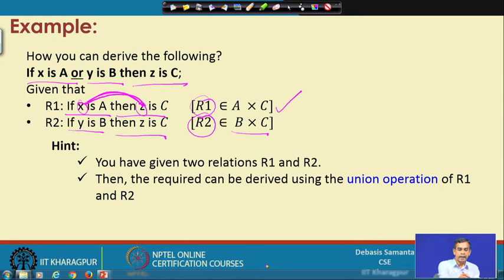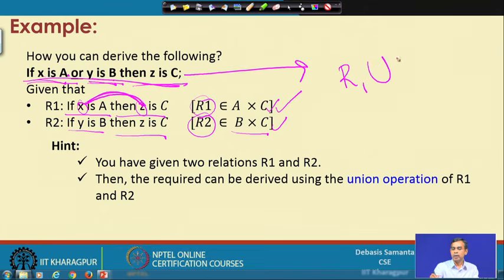Here is another example: if two relations are combined, what will be the result? For example, if x is A or y is B, then z is C, how can it be represented? If x is A, this is one relation, and y is B is another relation, then it gives z is C as another relation. So, if the two relations are given in this form, this kind of expression can be obtained: the relation R1 or R2.